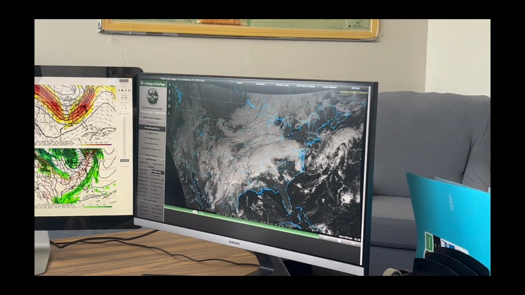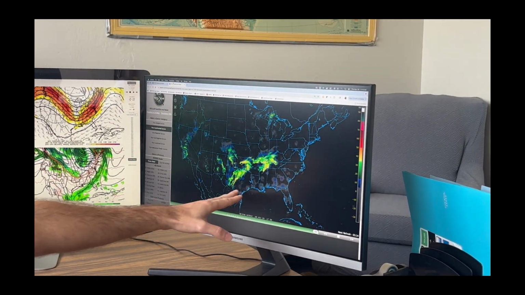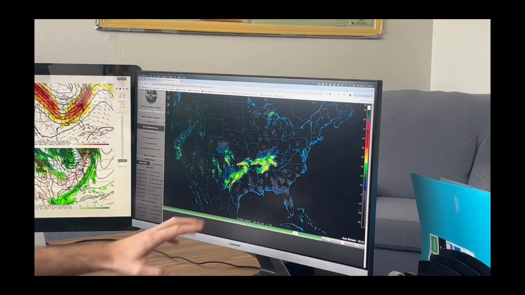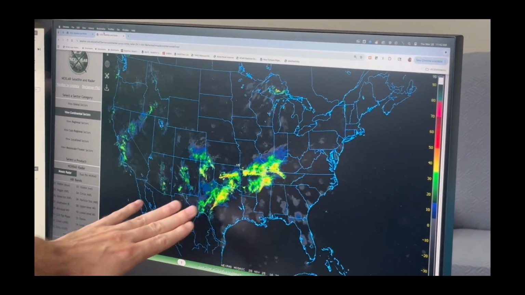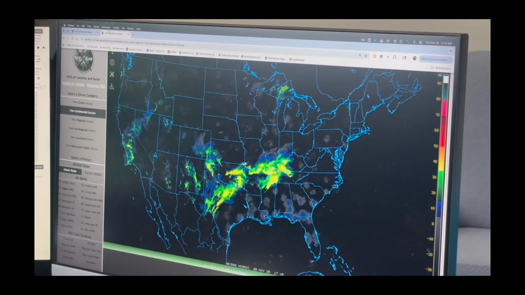If we look in a little closer, you can see that some of those clouds are corresponding to some rain. This is the radar reflectivity showing this band of rain over central and western Texas moving into Oklahoma and into the Mississippi River Valley.